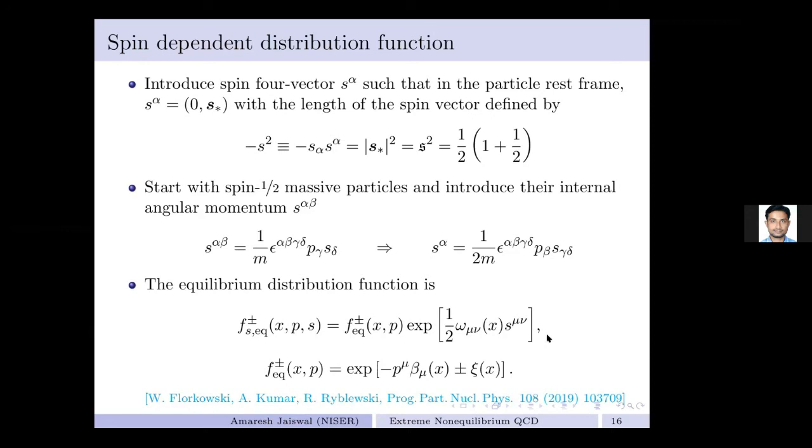I mean, you can construct S mu in terms of the position four-vector, momentum four-vector, and your spin vector. But this is intrinsic spin. It cannot depend on position. So this is spin, not orbital angular momentum or total angular momentum. This is intrinsic spin. Yeah. Thank you.